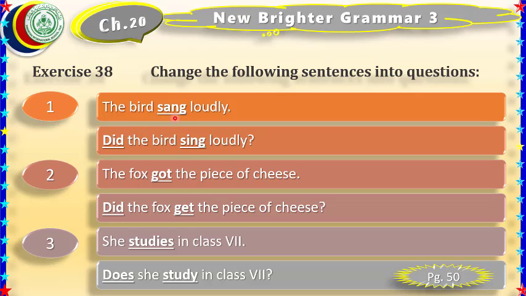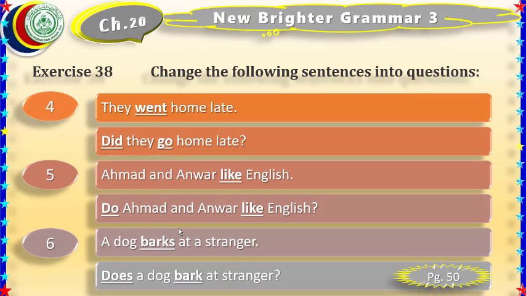Second form, sang, changes into did sing, first form. Got, second form, changes into did get, first form. Studies, s with the first form, changes into does study. Went, again second form of the verb, will change into did go. Did will be written in the beginning of the sentence.